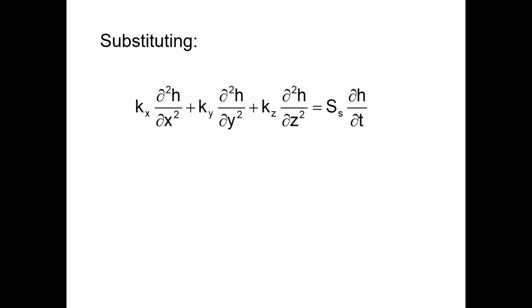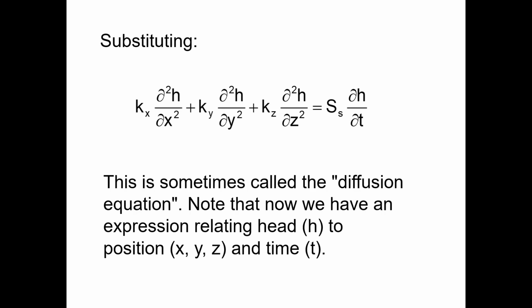So if we put that back in, we end up with this final form of the governing equation, minus the source sink term, which is just minus R or plus R. And again, on the right-hand side we have a derivative, the change in head with time, and you multiply it by that coefficient, and that converts it to a specific amount of water change versus time. This is sometimes called the diffusion equation, but this is effectively the governing equation that we solve in MODFLOW.